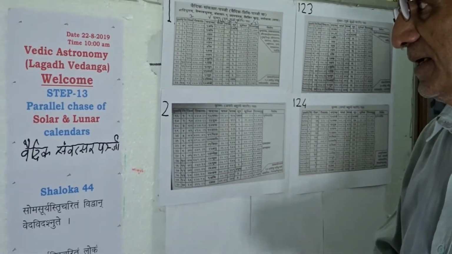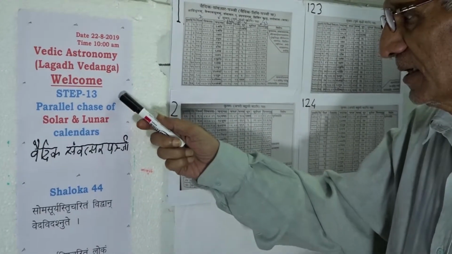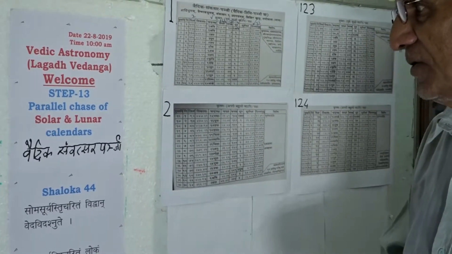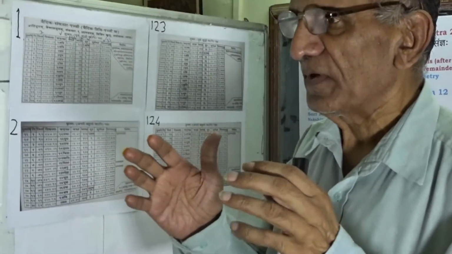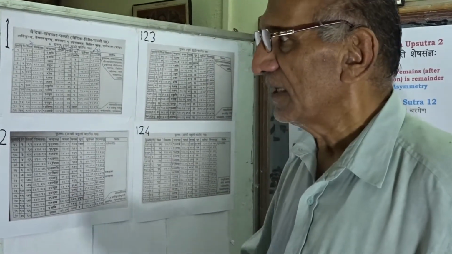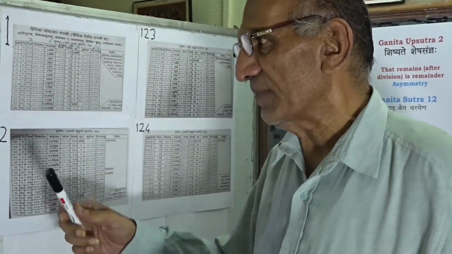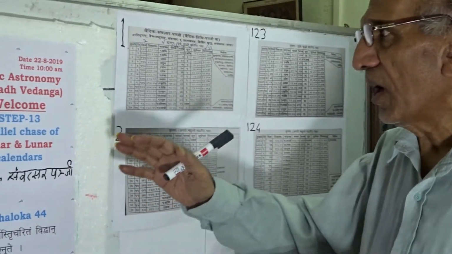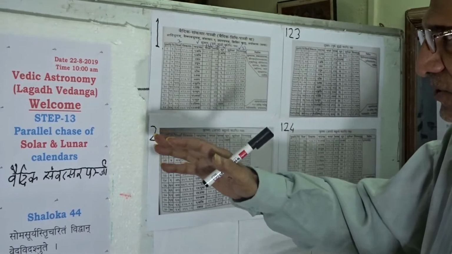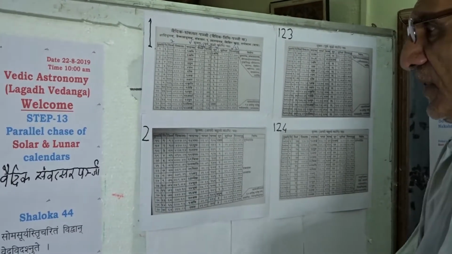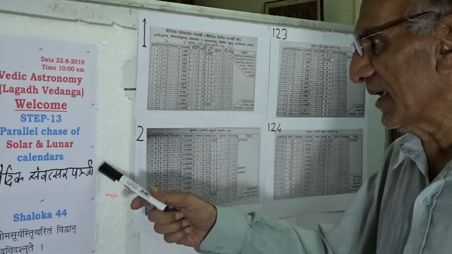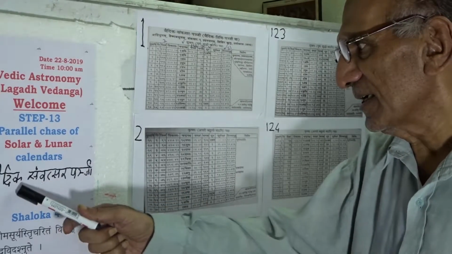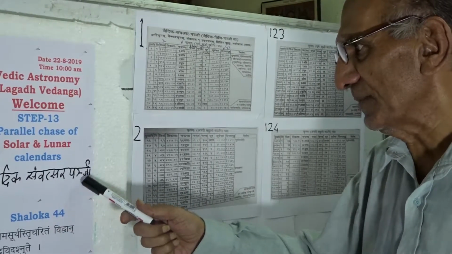Today we are reaching a stage when, in the light of our initiation exposure of the values, features and format of Shlokas 1 to 44 of Lagadh Yajurved Jyotish Vedanga, we will be attempting to reach at Vedic Sanvatsar Panji.